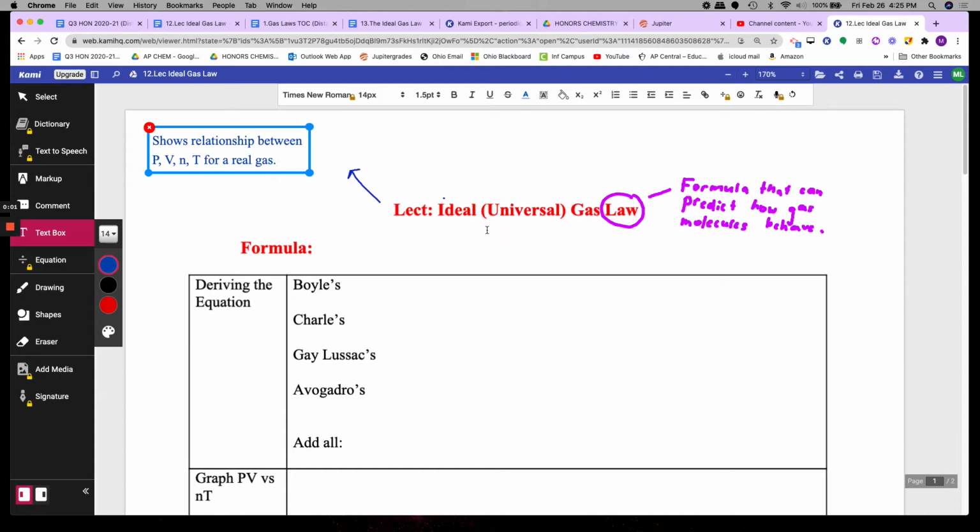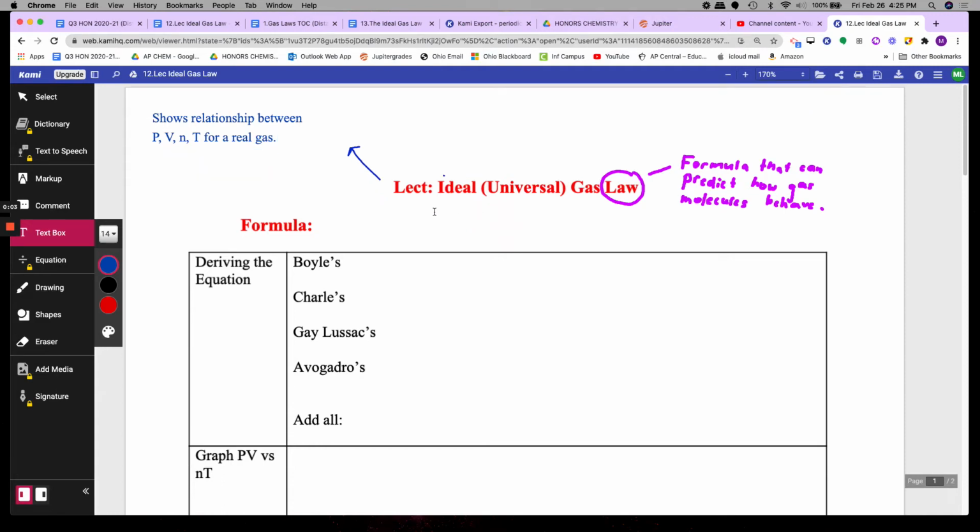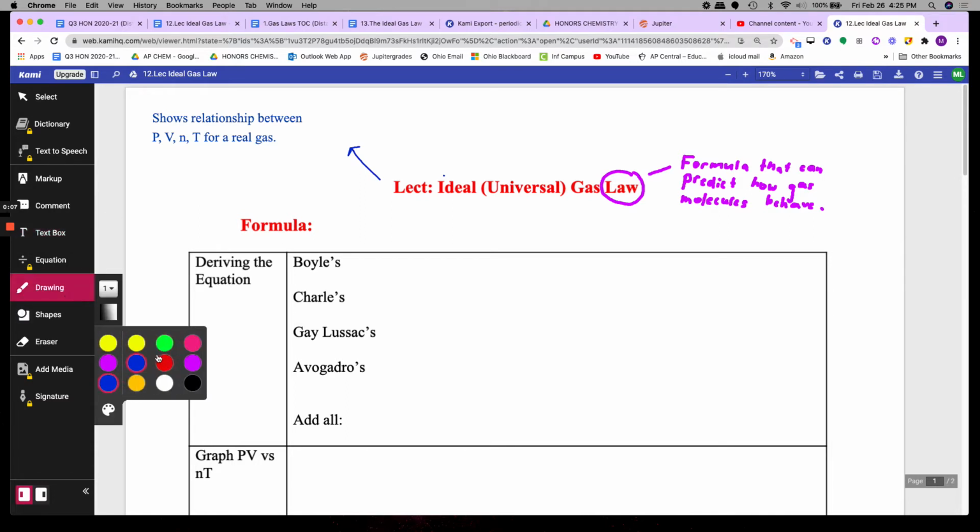So what we're going to learn now is about the ideal gas law. Okay, so the ideal means that it talks about the perfect gas. So if you remember the kinetic molecular theory, the ideal gas is very small. It hardly takes any space. There's no attraction or repulsion, no hydrogen bonding, no IMFs.